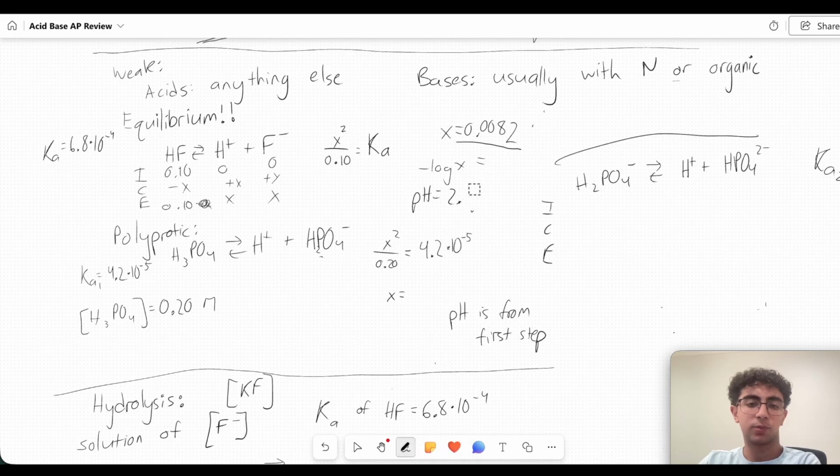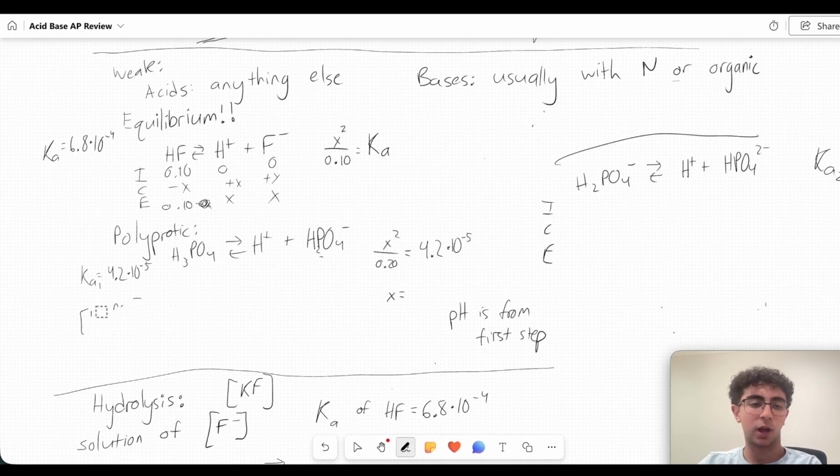Let's talk about polyprotic acids. Polyprotic acids are acids with more than one H. So most commonly, there's H3PO4. With these reactions, you'll be given more than one K value, Ka1, Ka2, maybe Ka3. Those correspond to your first dissociation and your second. So the only difference with this, let's say we start off with 0.10 molar of H3PO4.